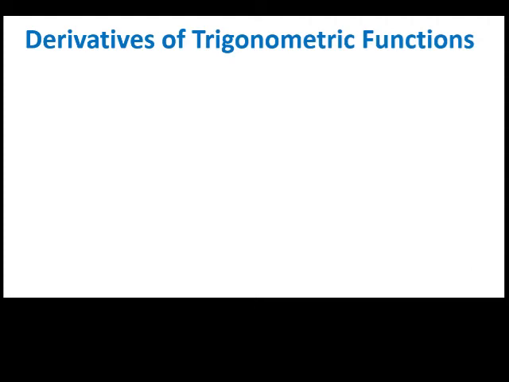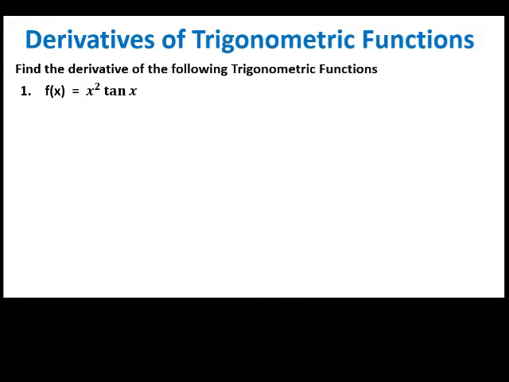Our video tutorial is about derivatives of some trigonometric functions. So let us find the derivative of this function f of x equals x squared times tangent x. This is the product, so we will use the product rule. The product rule says the derivative is equal to the first factor times the derivative of the second factor plus the second factor times the derivative of the first factor.